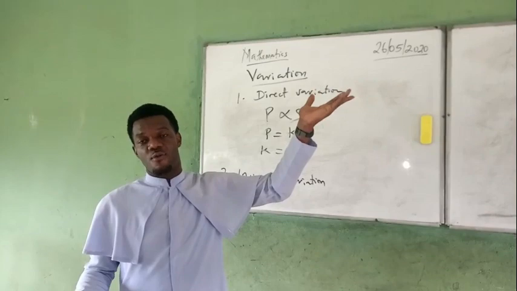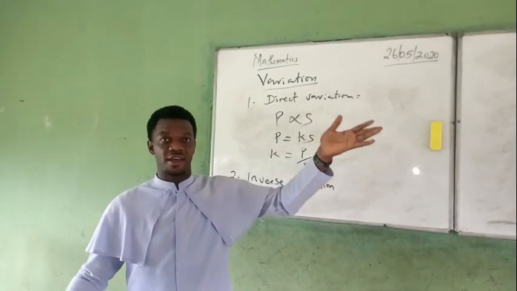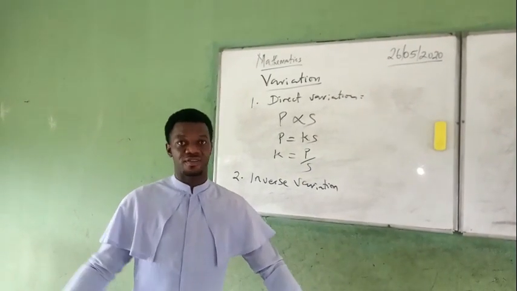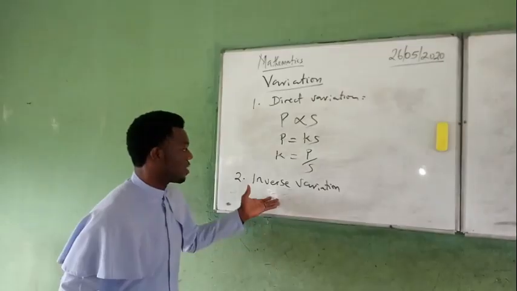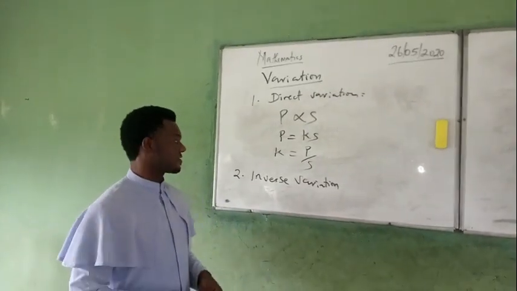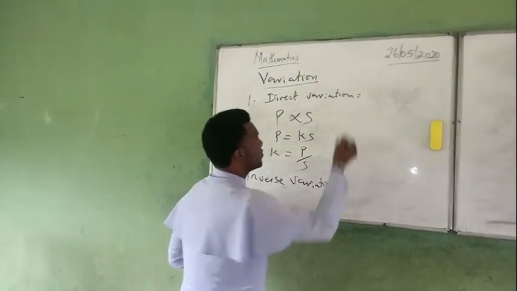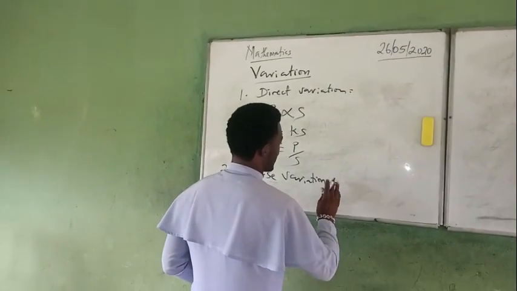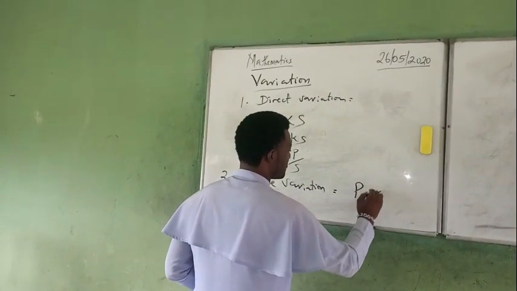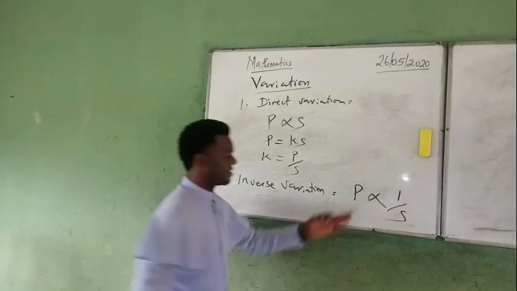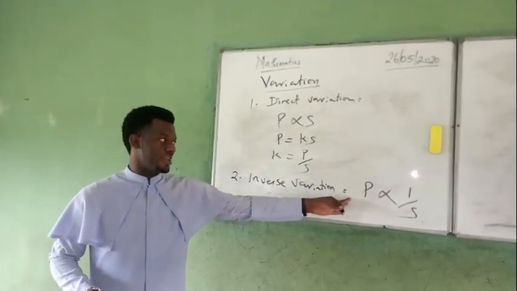Increase in one quantity, decrease in the other one, then decrease in one quantity, increase in the other quantity. That's what we call inverse variation. And using P and X, in inverse variation, we say P varies 1 over X. So this is how we know inverse variation.